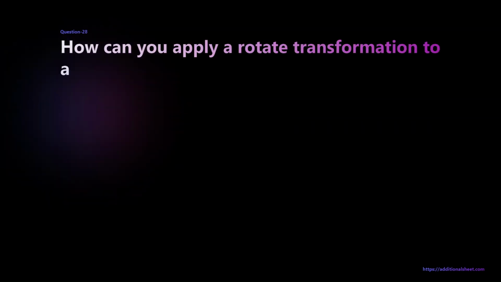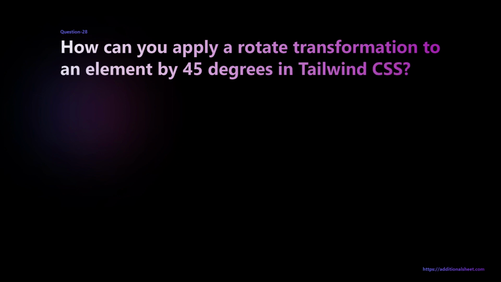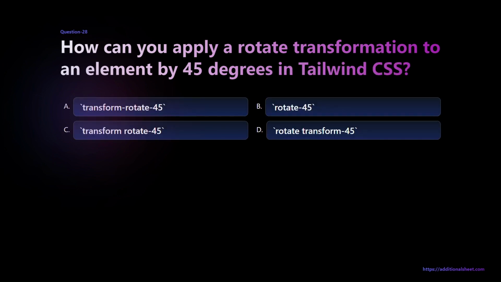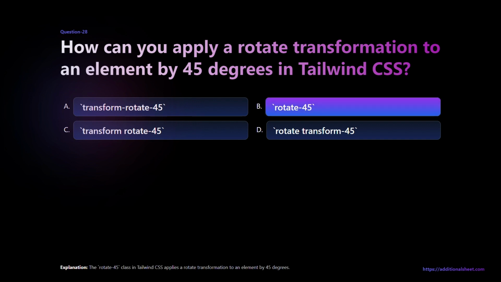How can you apply a rotate transformation to an element by 45 degrees in Tailwind CSS? Option A, transform, rotate 45. Option B, rotate 45. Option C, transform, rotate 45. Option D, rotate transform 45. The correct answer is option B, rotate 45.